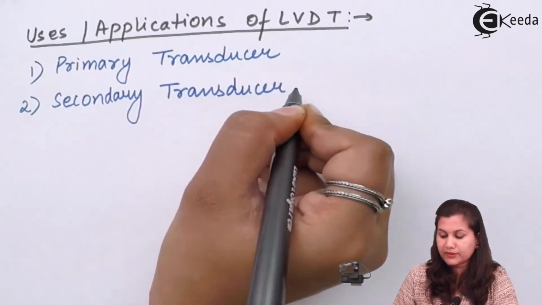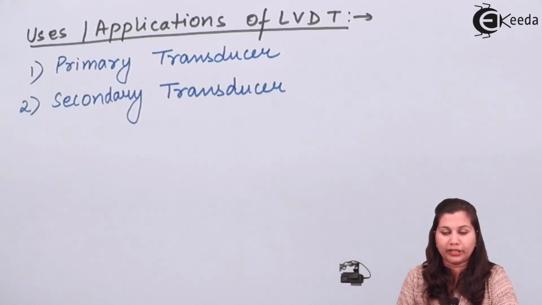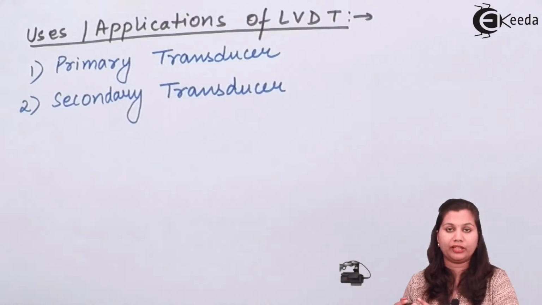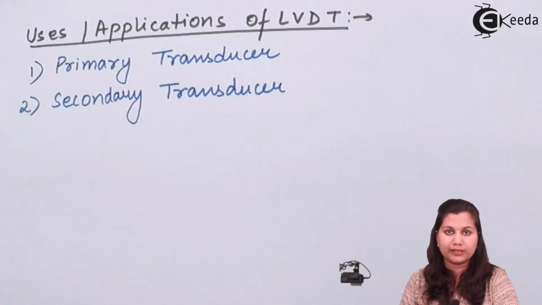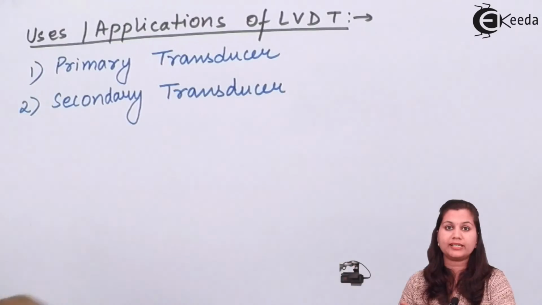Primary transducer, because we have seen that it directly converts a non-electrical quantity into an electrical quantity. Displacement is converted into voltage. So it can be used as a primary transducer wherever we have to measure displacement or convert it into electrical signals. Now, as a secondary transducer, it can also be used for the measurement of force, level, pressure.